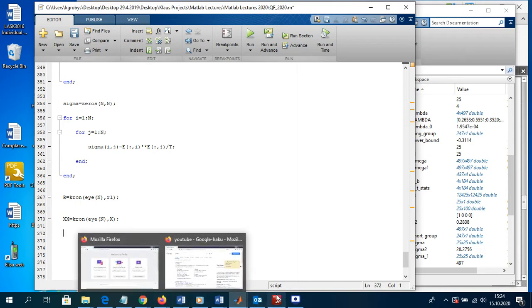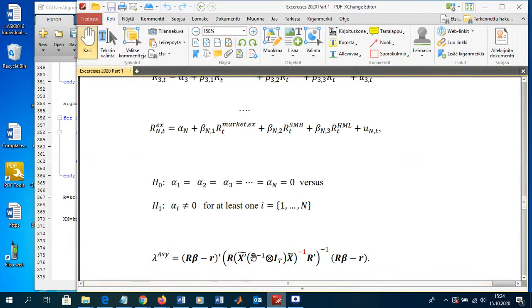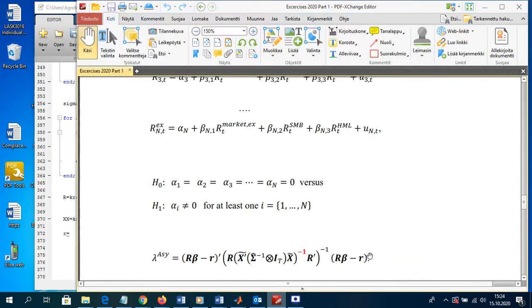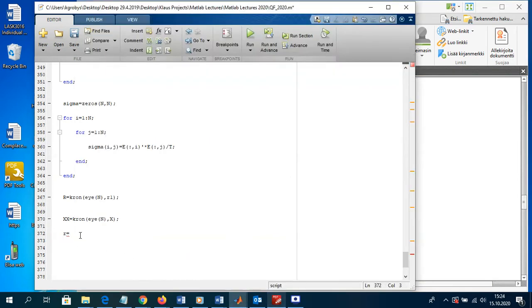So next, now we have this guy here. We have a sigma hat. We still need to invert it. We have this XQ. We have our R. We have our beta. We have to define a vector of zeros, because under the null hypothesis, all of these 25 guys are 0. So this guy here should be a vector of zeros, right? Our R in this equation should be an n by 1 vector of zeros, because we have n assets.